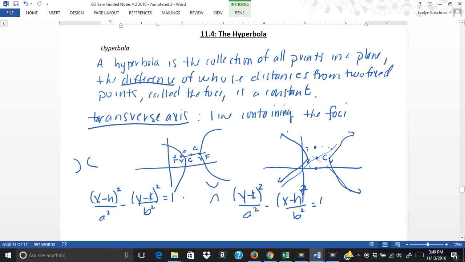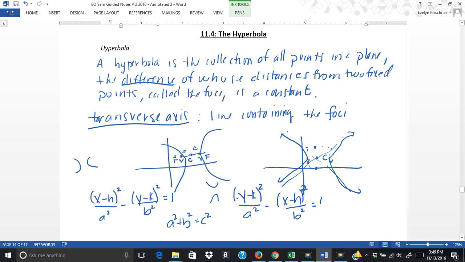And I also know that I have a squared plus b squared equals c squared now, because notice c is bigger than a. So a does not need to be bigger than b in this case, it just has to be under the positive part of the equation.